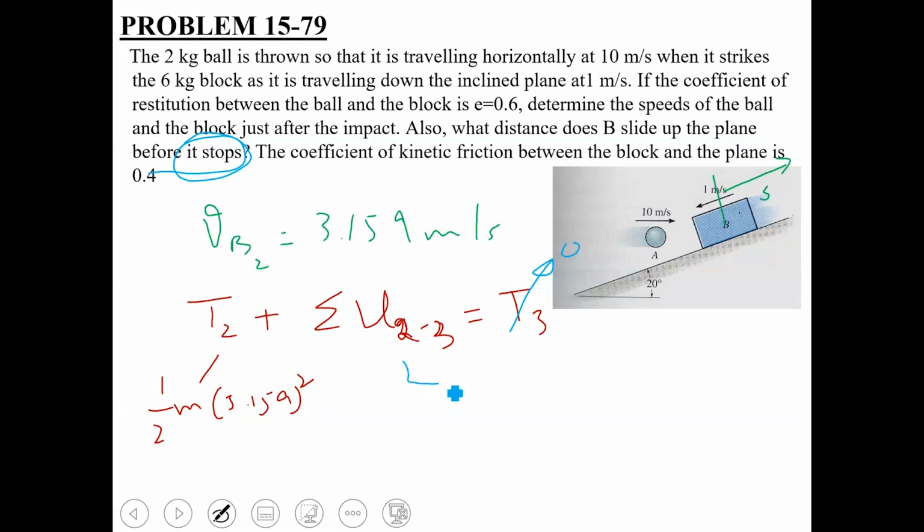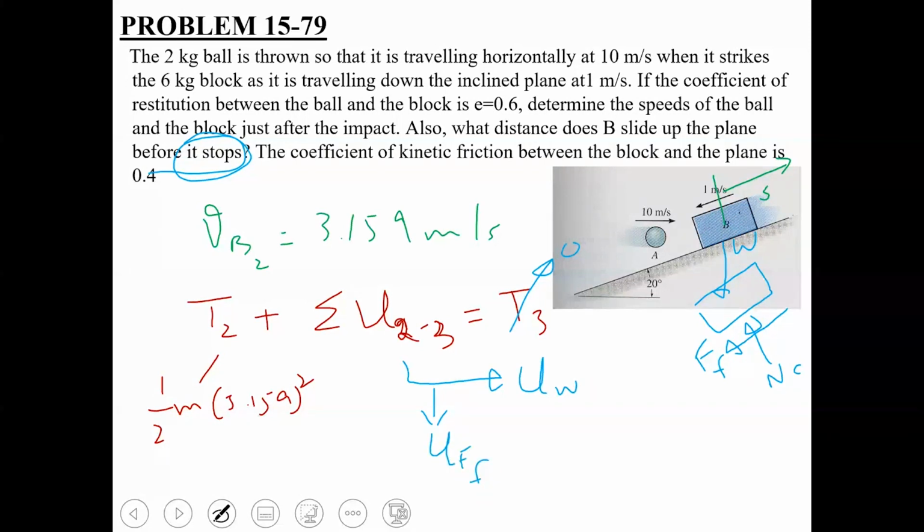As far as the summation of U1 to 2 is concerned, if you draw the free body diagram from after the collision until it stops, which forces are acting on this block? One is the weight, the other is the normal reaction force, and the third is the force of friction. These three forces act on this block. From these three forces, which of them contribute towards work done? Sir, the friction force and the component of weight. So you will have U of W and U of F. These are the two forces contributing towards work done.